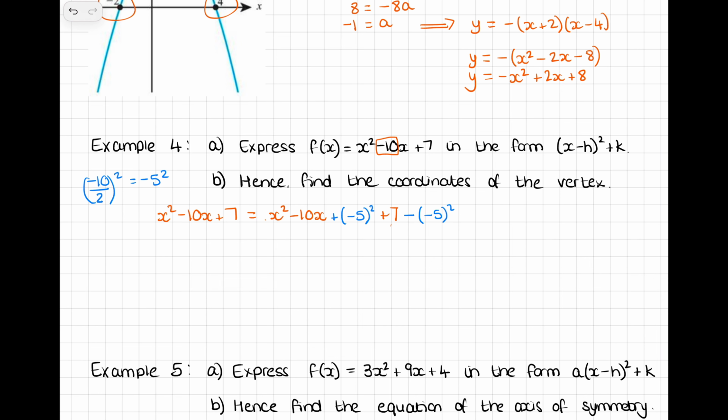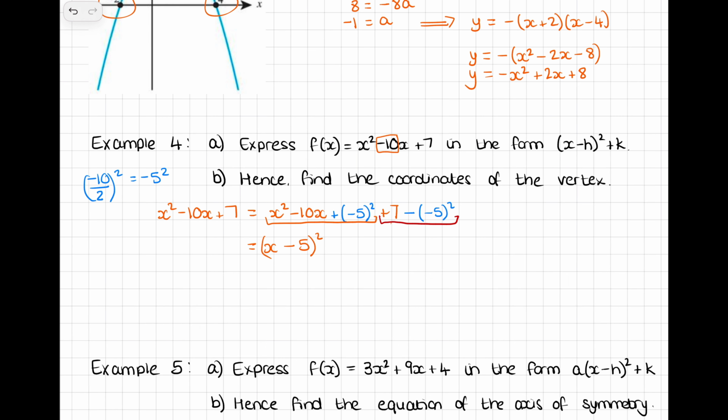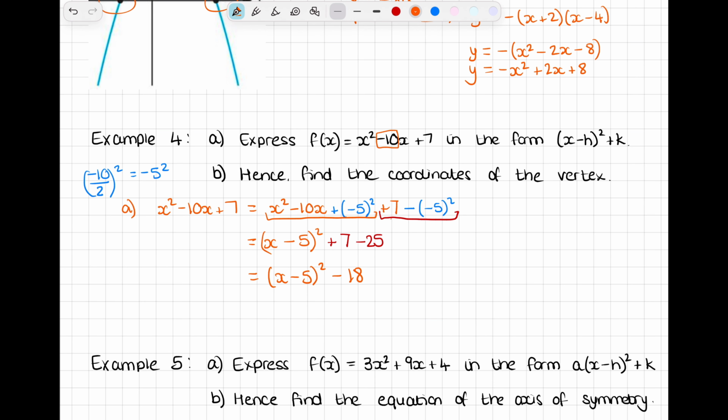Now in doing it this way, we've now got this bit here, which ends up being a perfect square. So we can rewrite that straight away as x minus 5 all squared. So that b value halved ends up being the value that goes into the brackets, and then that part's sorted. And then we have to do the plus 7 minus 5 all squared, which means we'll have plus 7 minus 25. And then if we simplify all that together, we'll end up with x minus 5 all squared minus 18. So this just requires us to remember how to complete the square. Once we do that, we are all good to go. So that is part A. We're putting it in that form.